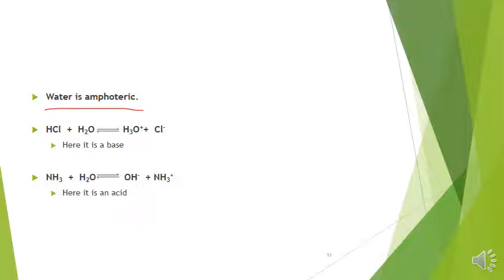So water is amphoteric, and here's an example of it. In this case, water is a base. It grabs a hold of the H here, and it forms H3O+. And here, it's an acid because it loses its H. This guy grabs a hold of the H and forms ammonia. So water is amphoteric as well.